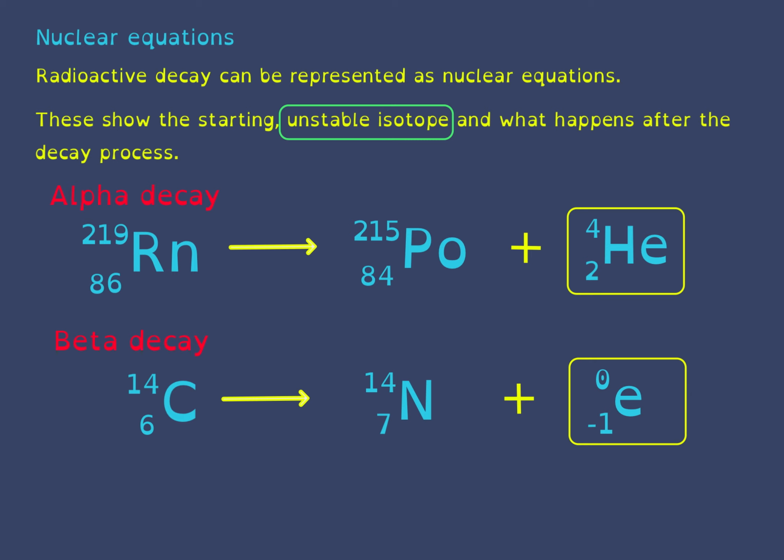For both types of equation, you need to make sure that the numbers on the right-hand side and the numbers on the left-hand side add up. So in alpha decay, 215 plus 4 gives 219, and 84 plus 2 gives 86. In beta decay, when we're talking about the atomic mass, we've got 14 on the left-hand side and then 14 plus 0 on the right-hand side, which gives us 14 overall. And then for the atomic number, we have 6 on the left-hand side, and on the right-hand side, we've got 7 plus -1, which gives us 6.